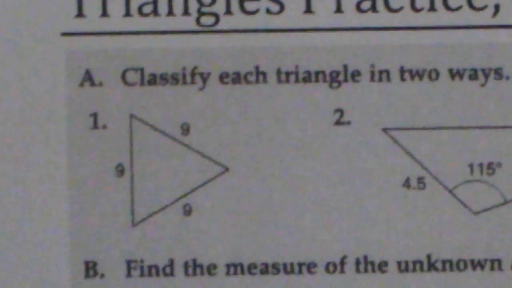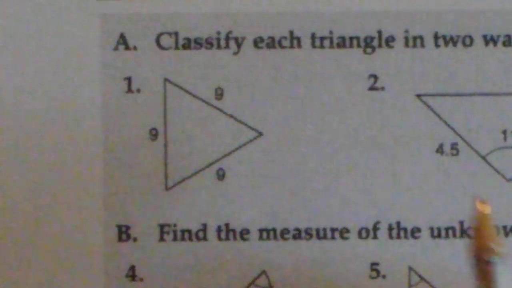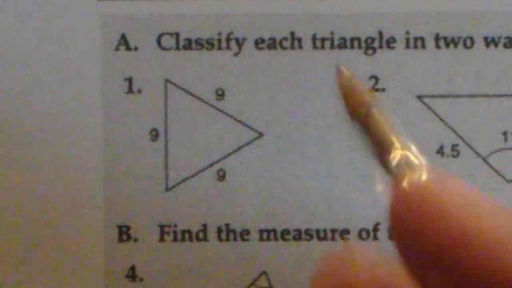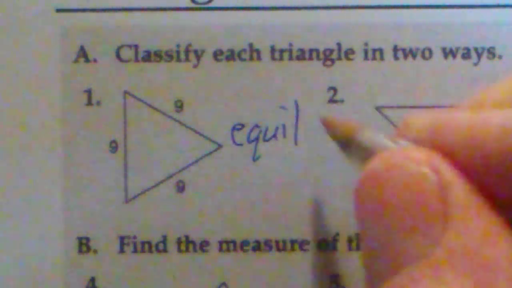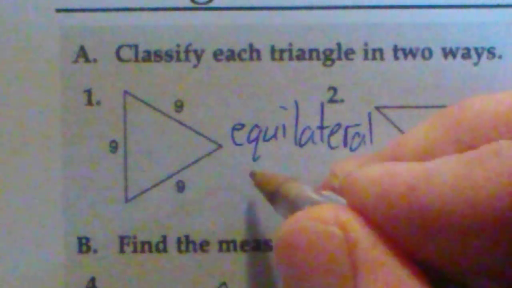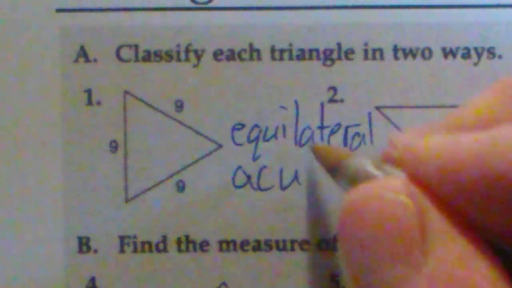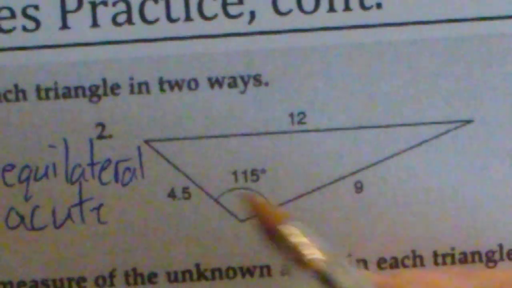Okay, now we have a little bit of working with the angles. Let's see if we can do this quickly then. Okay, classify each triangle in two ways. Oh, this is the same thing. 60, 60, 60, that's equilateral. And all equilaterals are acute because they all have 60 degrees. They're not bigger than 90. How about this one? Obtuse, bigger than 90. And they're all different.